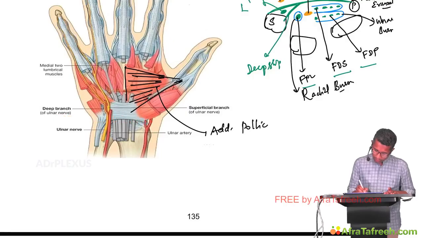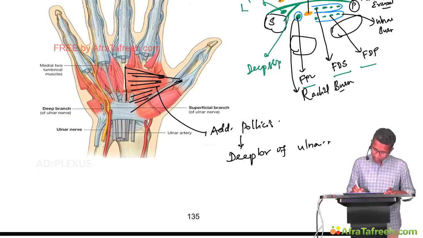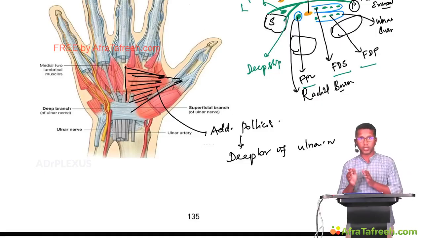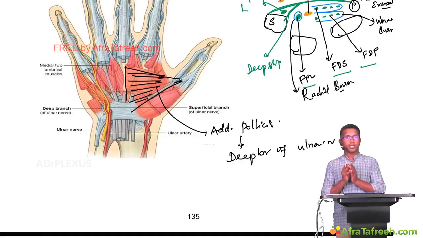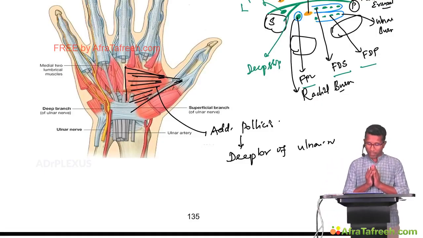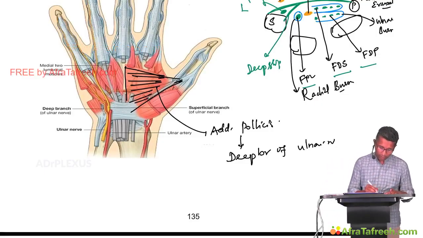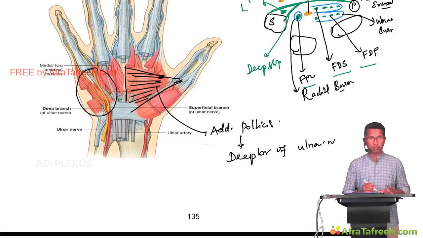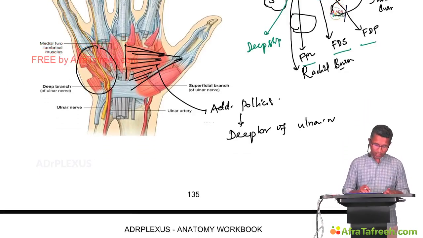The adductor pollicis muscle is supplied by the deep branch of the ulnar nerve. Though it is present on the thumb side, in the thenar region, it is supplied by the deep branch of the ulnar nerve. And all the muscles in the hypothenar region are supplied by the ulnar nerve again.